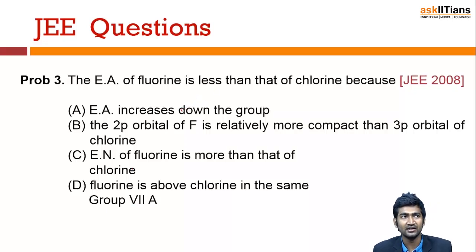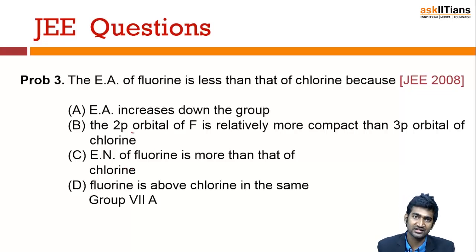Electron affinity means how easily my atom gets an electron added to it. How easy is it for any atom to accept the electron. So the only reason which is very well valid here is the compactness of the 2p. Compactness of 2p. See, fluorine is very small in size compared to your chlorine, right?